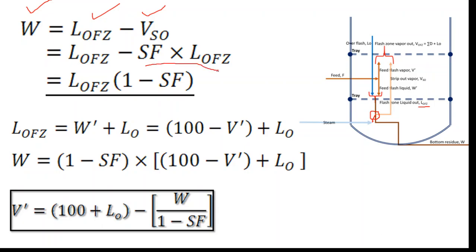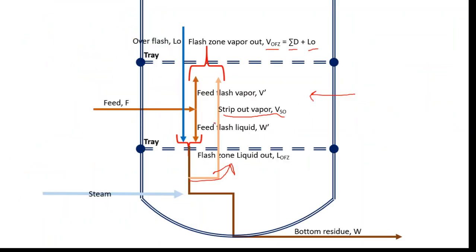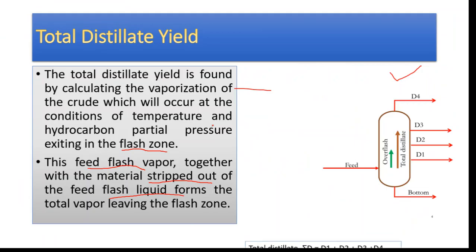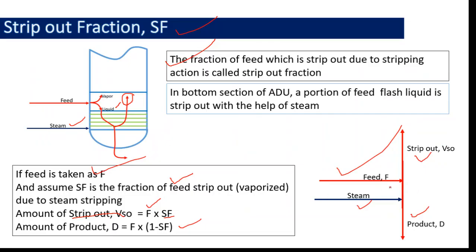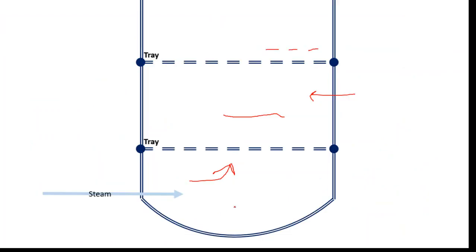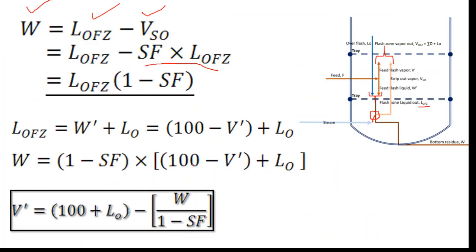So we can write this VSO, as we have explained earlier, in terms of the feed. That's why we can write here LOFZ into SF. Now take the LOFZ common, so W is LOFZ times 1 minus SF. So this is one step for the bottom.